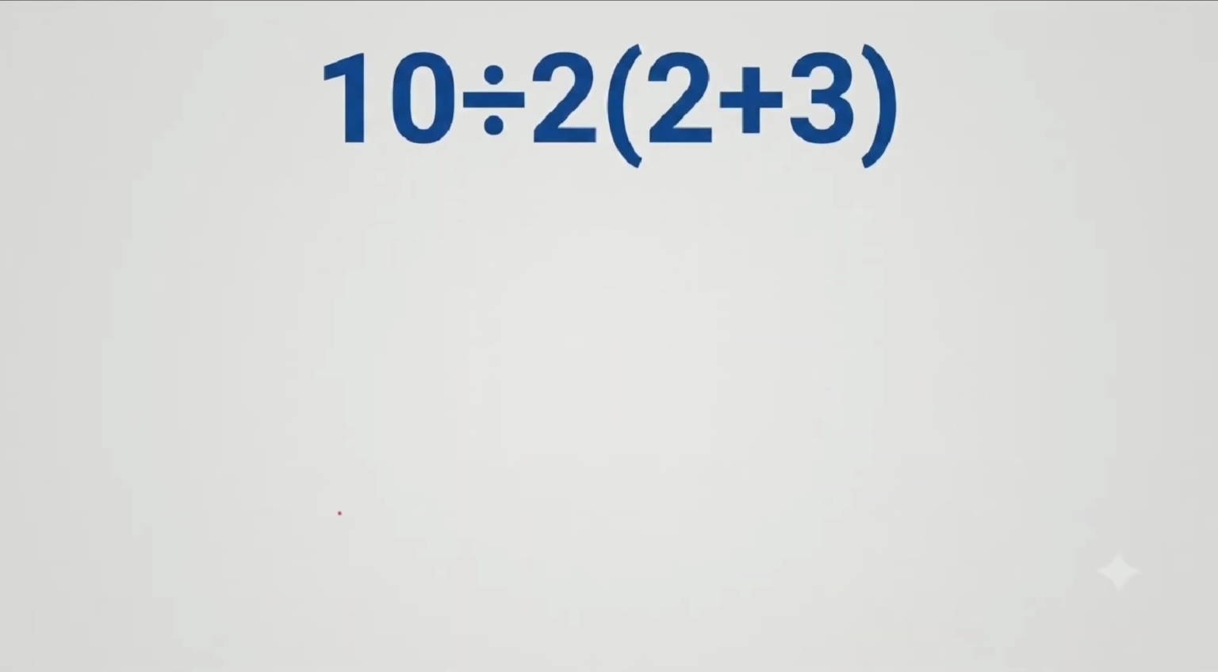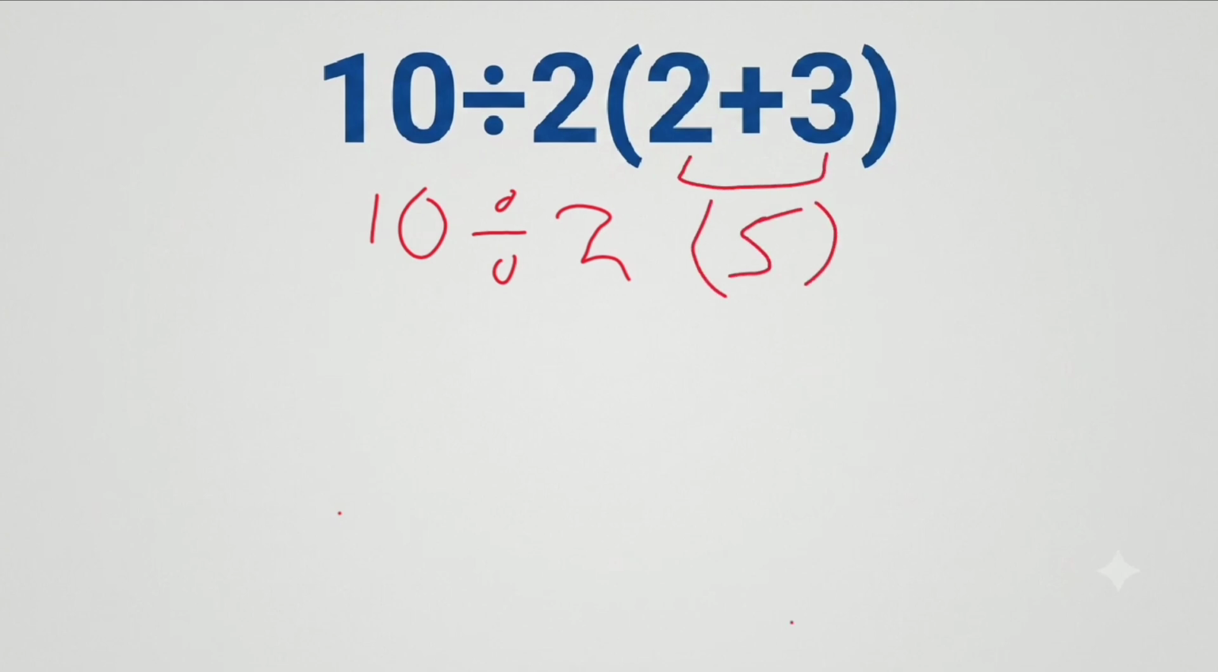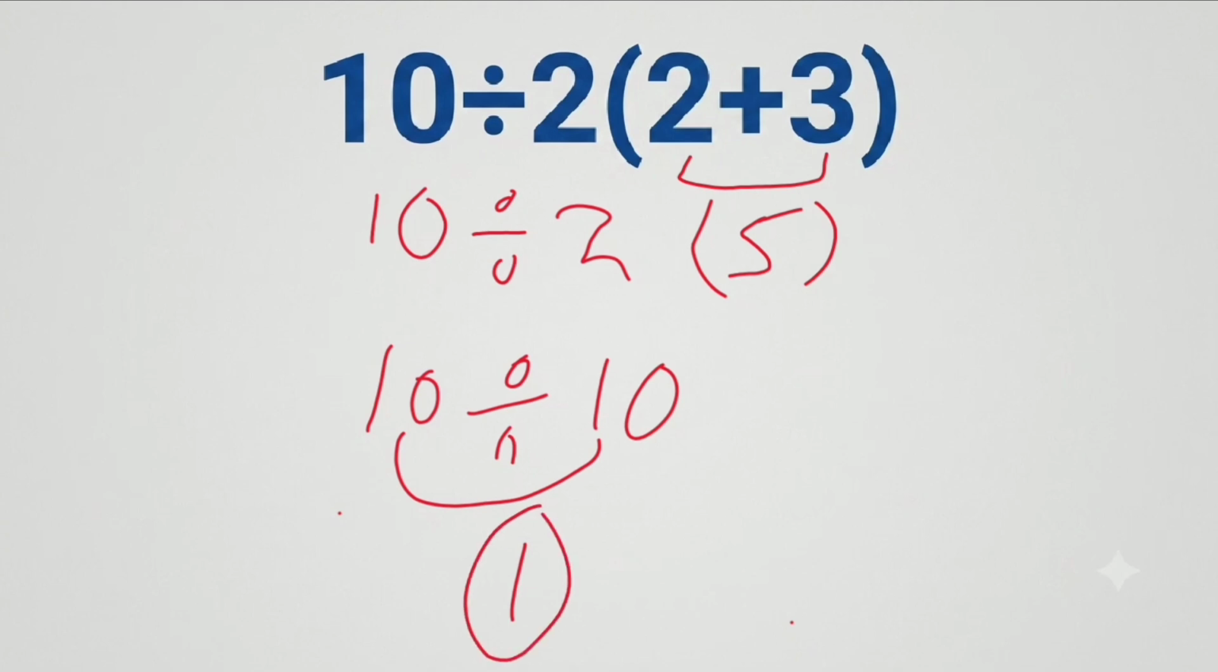First, let's look at how most people solve it. 10 ÷ 2 × (2 + 3). 2 plus 3 equals 5. Most people solve this step correctly. Then 2 multiply 5 equals 10. The last step is 10 divide 10 equals 1. Why is this wrong? Because multiplication does not take precedence over division.